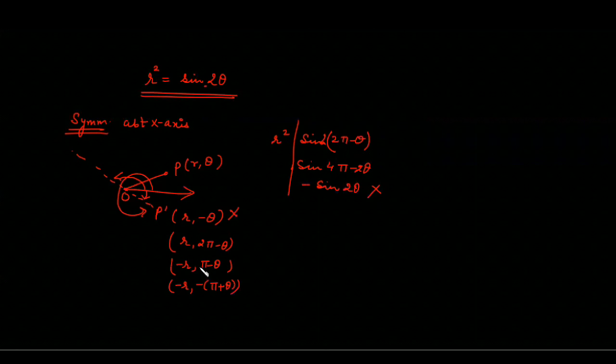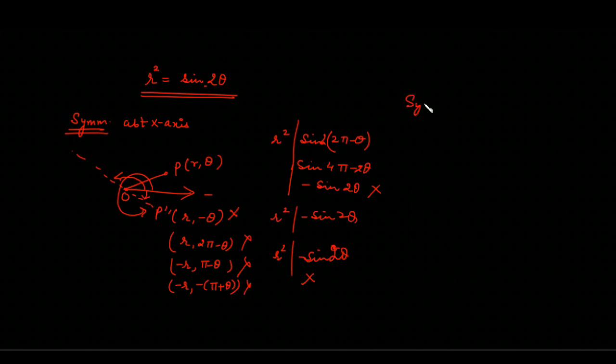Again not satisfying. Similarly, when you replace r with minus r and theta with pi minus theta, again this is r square is equal to minus sine 2 theta. So not satisfying. When you replace r with minus r and theta with minus of pi plus theta, again it is not the same, it is minus sine 2 theta. So not satisfying. So all these 4 distinct representations of the point P dash do not satisfy r square is equal to sine 2 theta. So the graph is not symmetrical about x-axis.